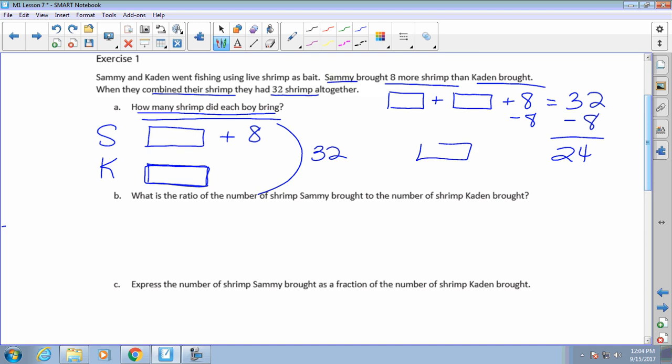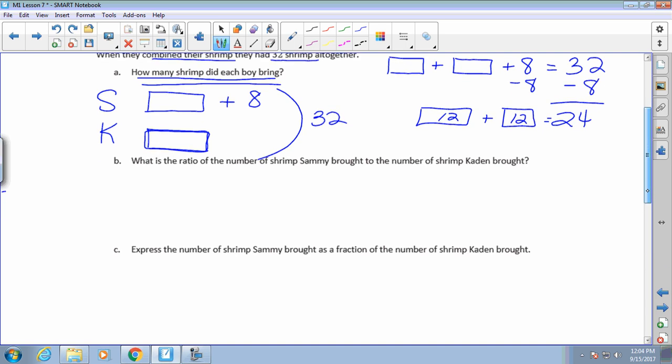And we know that this bucket and this bucket altogether equals 24, and it's the same amount in each. So 24 divided by 2 would mean that each of these buckets have 12 shrimp in them. So that's a little intro to some of the stuff we'll be doing later, but let's read the next problem.